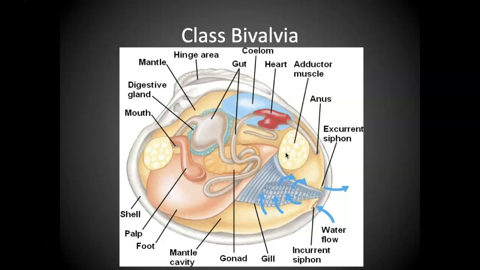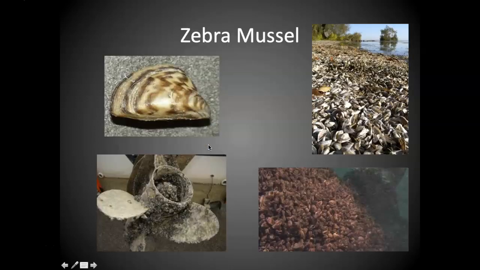If you have ever shucked clams before, these are the muscles you're trying to cut in order to open up the clam and get to the meat on the inside. So when you eat the meat, you're actually eating the visceral mass, the inside of that bivalve.